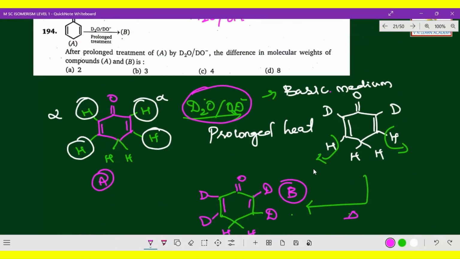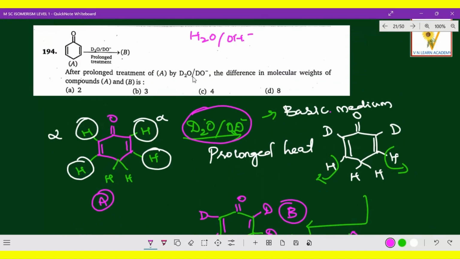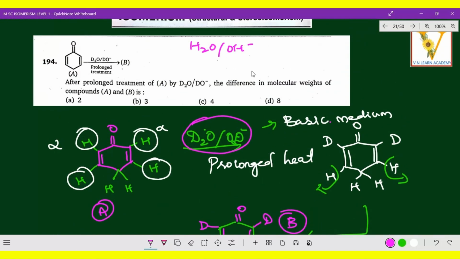So they are asking that question: prolonged heating with heavy water and OD minus, what is the difference in molecular weight of compounds A and B? So this is B. What is that B compound here? Prolonged heating, so you will be getting this one, double bond O, here D and here D, here D and here D, right? Removal of hydrogen and replacing of hydrogen, and DD will be there. The lower part is hydrogen only. So what is the difference?